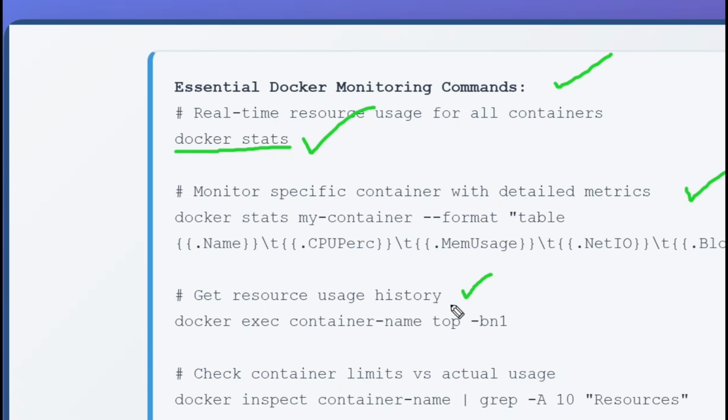To get to the resource usage history, this was the command we need to use. This particular command runs the Linux top-like command inside a container to show the process-level usage. It is docker exec container-name top -bn1.